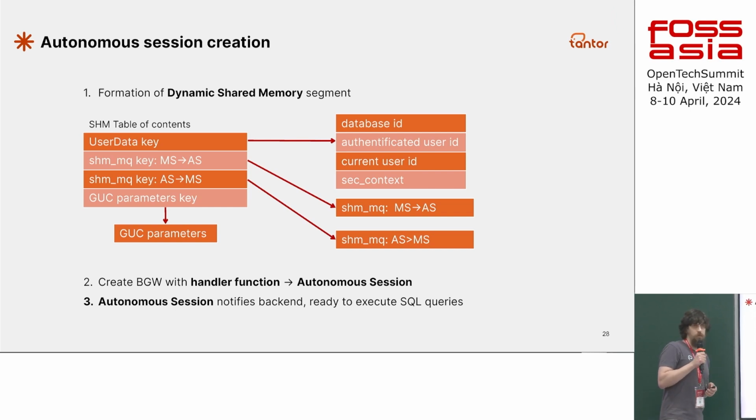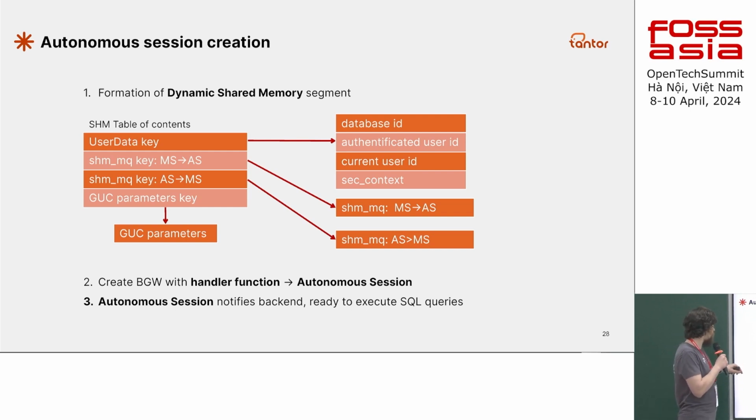A dynamic shared memory segment is allocated at first. Then a shared memory table of contents is created. The table of contents is a dictionary whose values link to addresses of other entities in the rest of the DSM. And then the entities themselves are allocated.